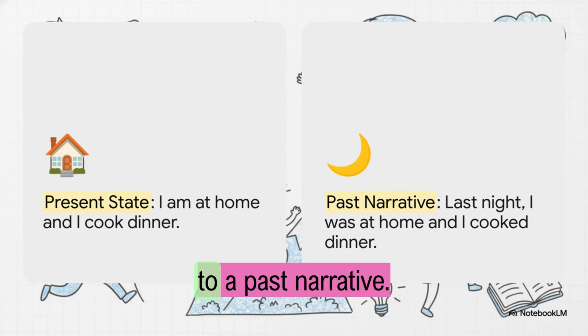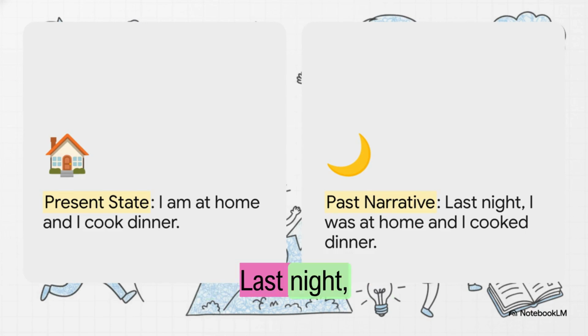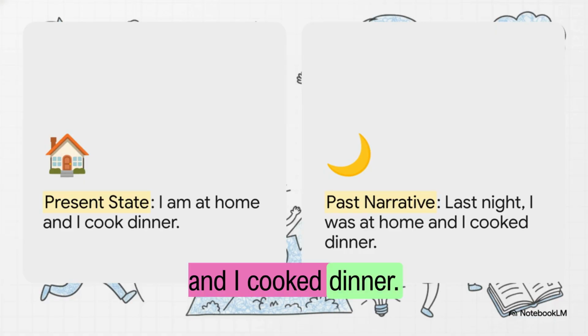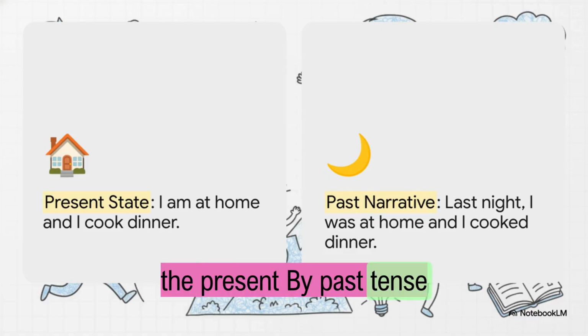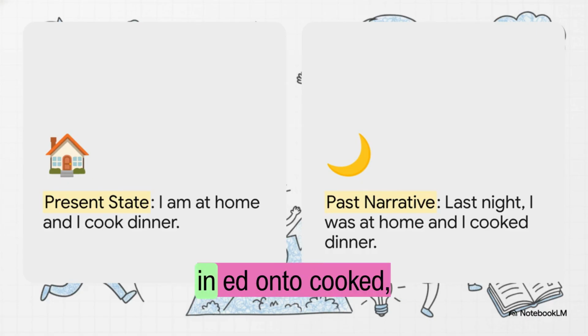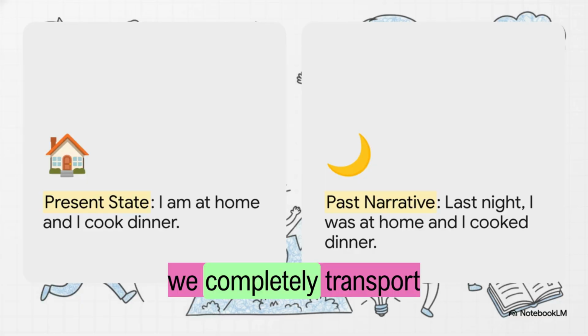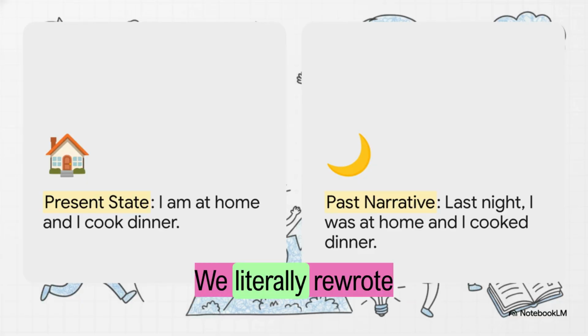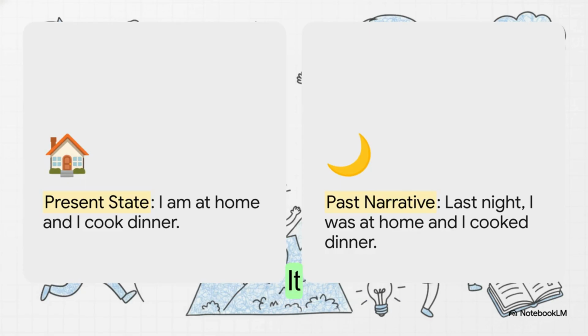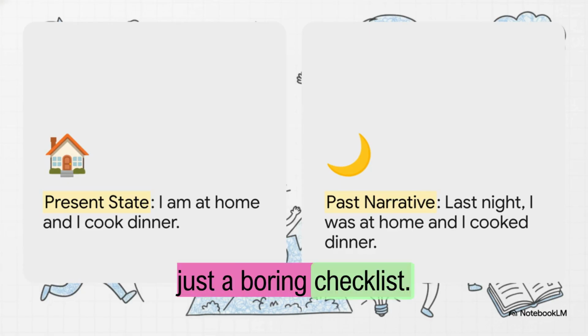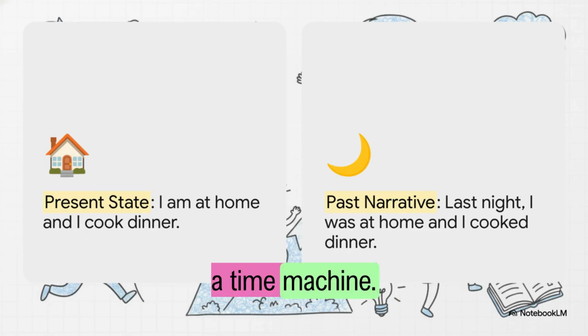Now let's time travel to a past narrative. Last night I was at home and I cooked dinner. Boom. By adding the time expression last night, swapping to the past tense verb was, and slapping an ed onto cooked, we completely transport the reader. We literally rewrote the timeline of the story with just 3 tiny tweaks. It proves that grammar isn't just a boring checklist, it's practically a time machine.